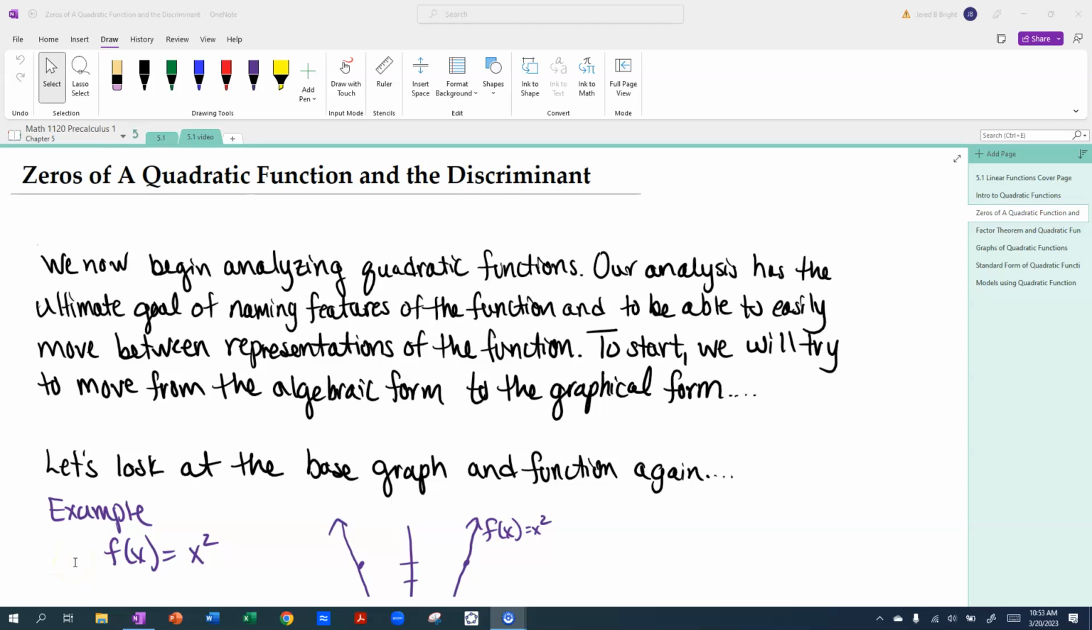Our analysis of quadratic functions will begin now, and the idea is that we want to name features of the function and be able to move between representations of the function. To start, we're going to look at the algebraic form and try to connect it to the graph. Generally, that's pretty easy.